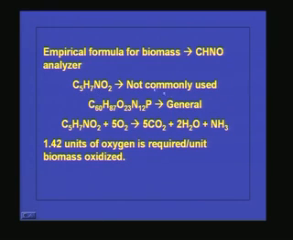This is the simplest formula available for a biomass, C5H7NO2, but it is not very commonly used because we know that phosphorus is an essential element for the microbial cell, and in this formula there is no phosphorus. So, the most commonly used formula is C60H87O23N12P. That means one microbial cell has 60 carbon atoms, 87 hydrogen atoms, 23 oxygen atoms, 12 nitrogen atoms and 1 phosphorus.